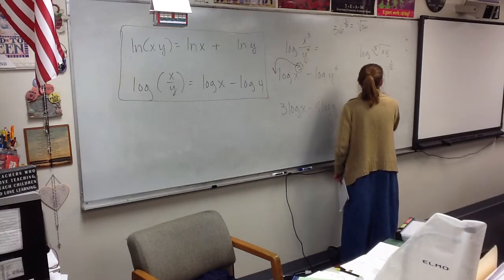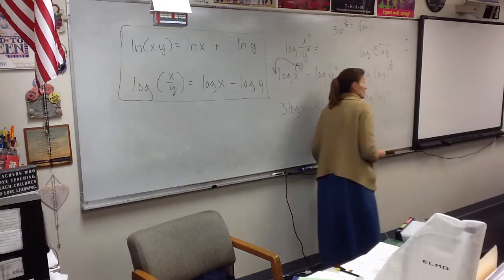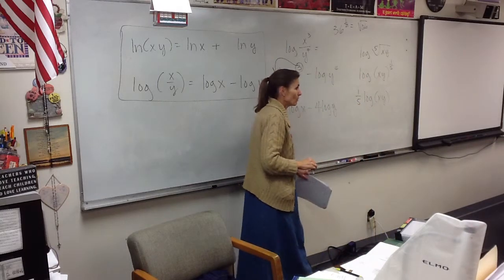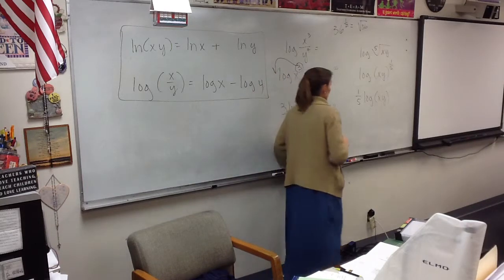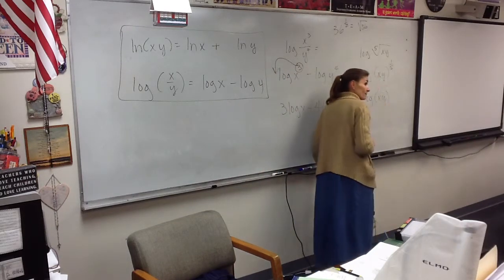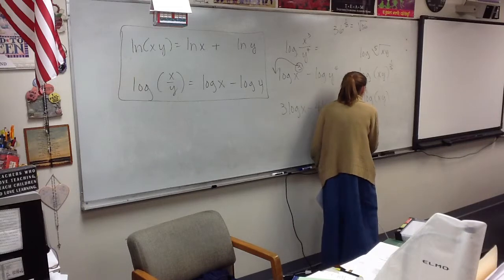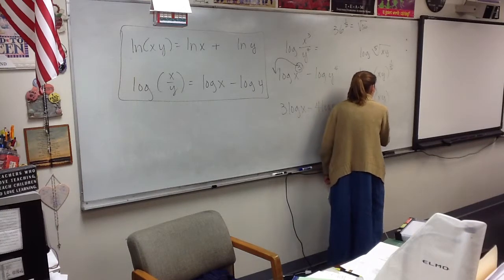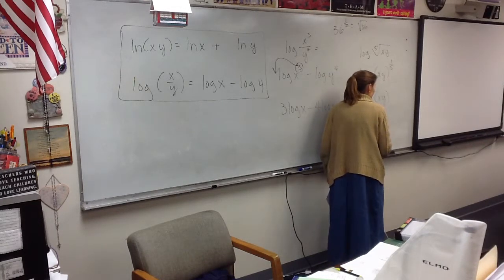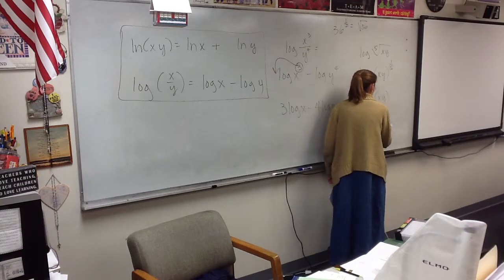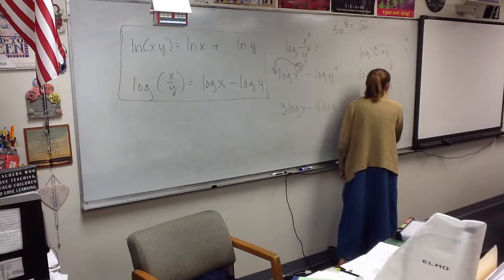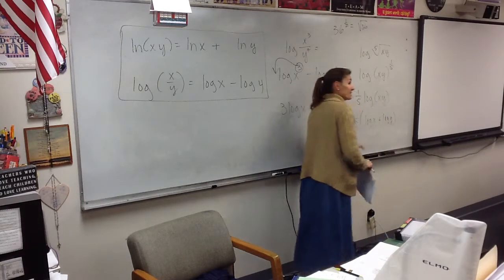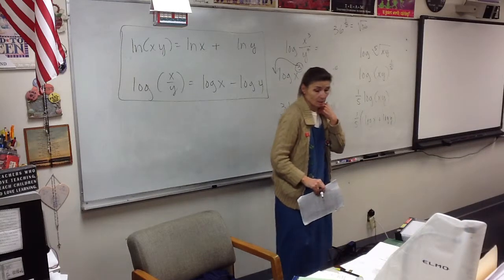Exponents become coefficients and vice versa, you guys. Wait, is that the answer? No. Okay. There's one more step. We have to break it apart now. That's a multiplication. So we're going to break that apart as what? Add, subtract, multiply, divide. Wait, no, I lied. You add. That's the final answer.